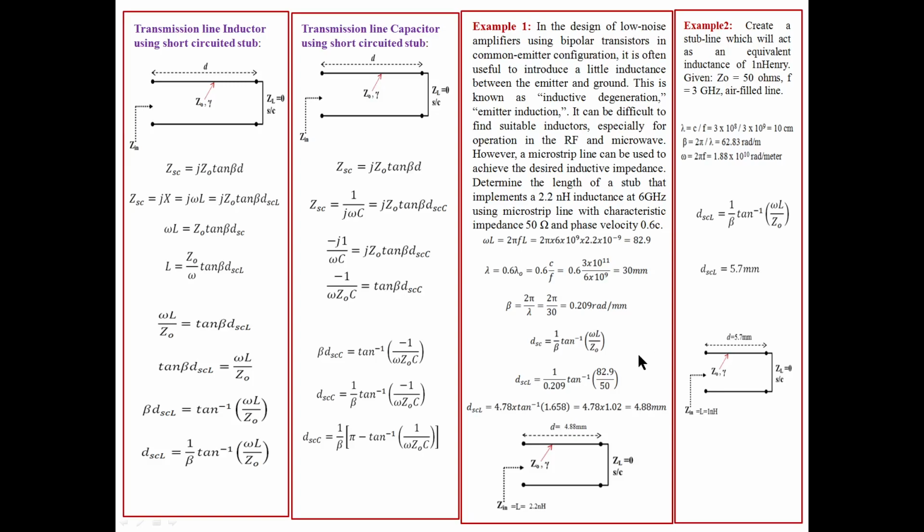Just imagine the size of that: about 5 mm. A 5 mm microstrip transmission line behaves like an inductor. Its characteristic impedance is 50 ohm. We got it from this equation, which gave us 4.88 mm. Now instead of using this equation, you can use a Smith chart to find this value easily.